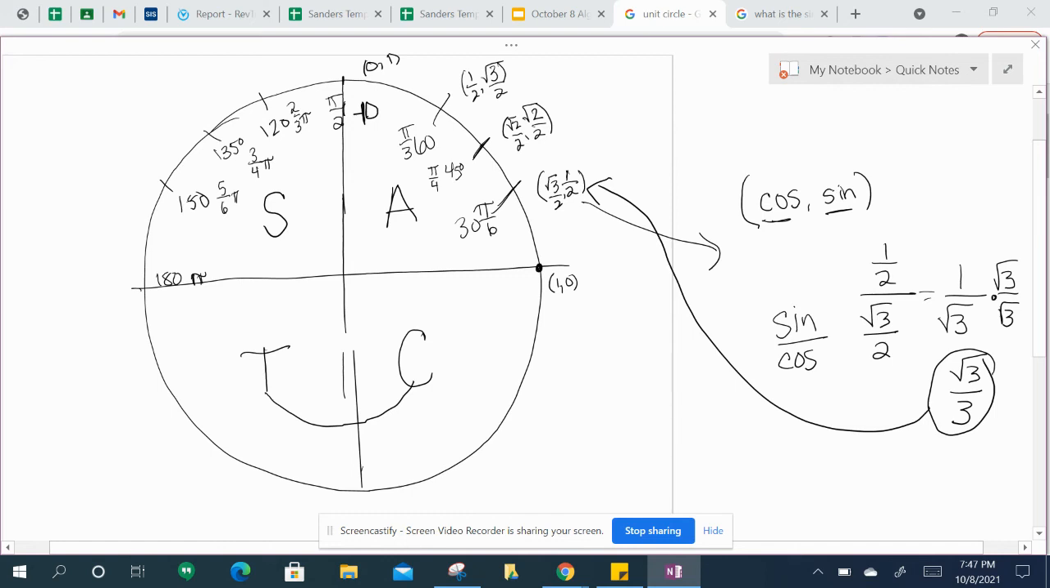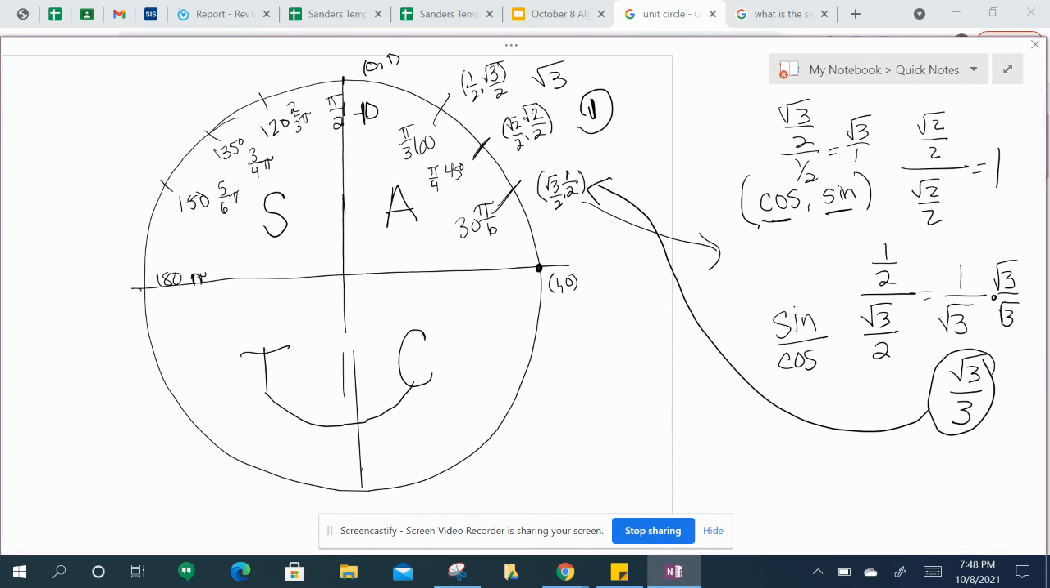The tangent of the next point would be the square root of 2 over 2 divided by the square root of 2 over 2. Well, that just becomes a 1. So the tangent value here is a 1. And then over here, sine divided by cosine would be the square root of 3 over 2 divided by 1/2. That becomes just the square root of 3 over 1 or the square root of 3. And so you can find all three of those basic trig functions, sine, cosine, and tangent.